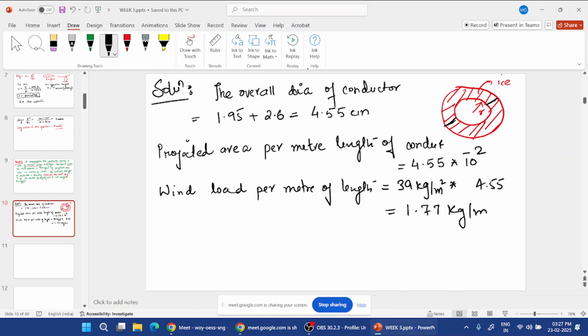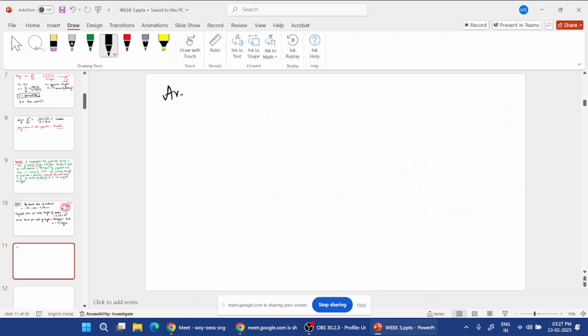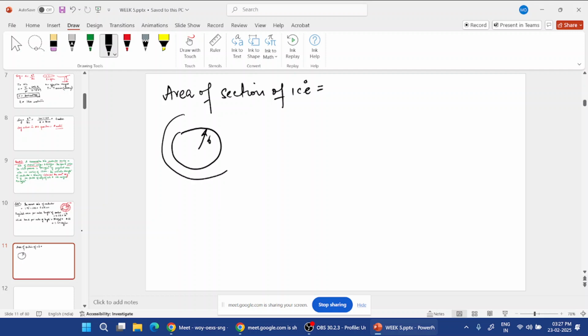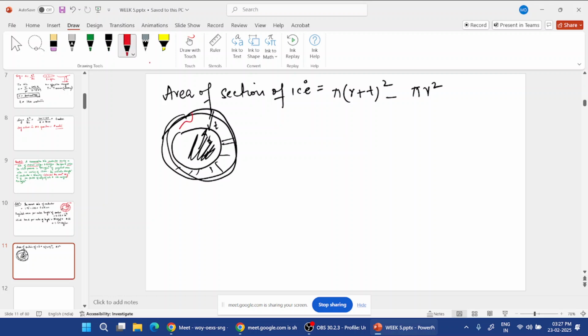Now, the thing here is that we have to calculate the area of the section of ice. अब क्या है कि let's say this is R, let's say this is T. तो इसका एरिया निकालना है. तो इसका एरिया कैसे निकलेगा? π (R plus T) whole square minus πR square. एक्सटर्नल टोटल में से हम इंटरनल अगर हटा दें तो we will get the area of this ice. So basically it will be π[(R plus T) whole square minus R square].